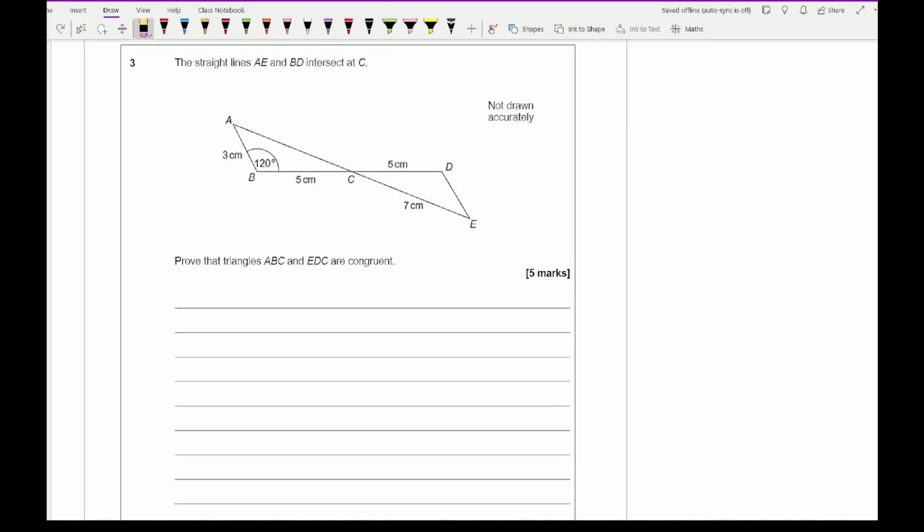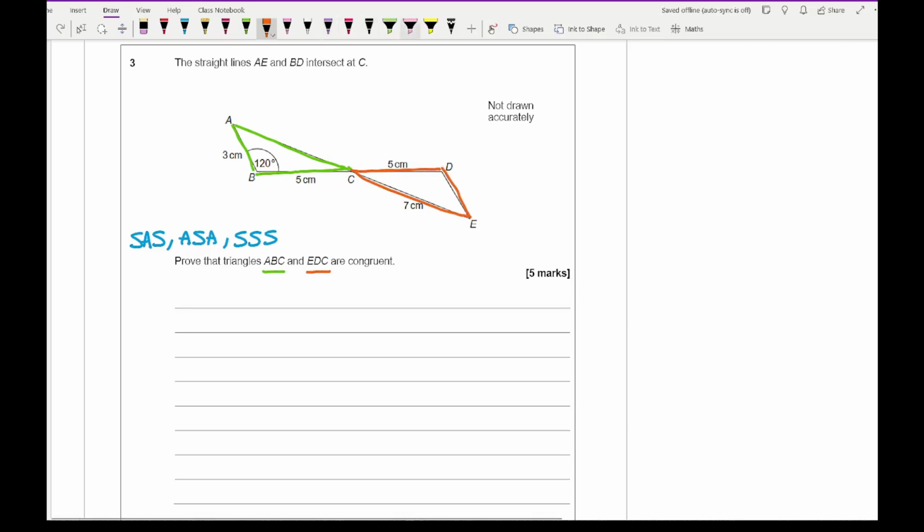Now looking at question 3, it says the straight lines AE and BD intersect at C, and the question is asking us to prove that triangles ABC and EDC are congruent. Now to prove whether triangles are congruent, you either need to show that 2 sides and an angle are the same, or 2 angles and a side are the same, or 3 sides of a triangle are the same. Now another good practice is to make sure that you identify which triangles are actually in question. So here I've got triangle ABC, which I'm going to highlight in green, and I've got triangle CDE or EDC, which I'm going to highlight in orange.